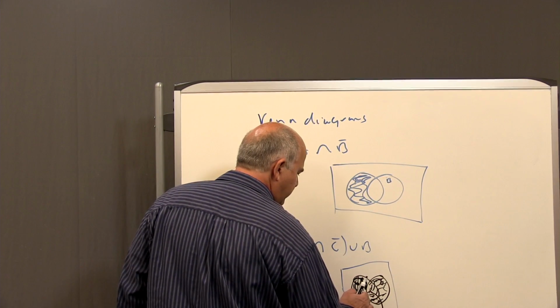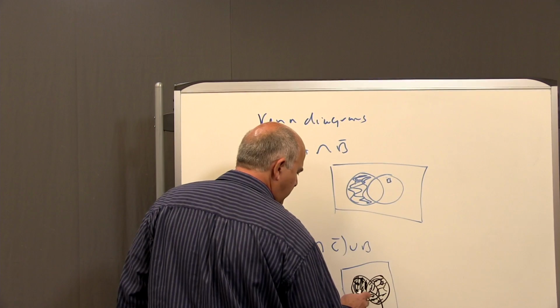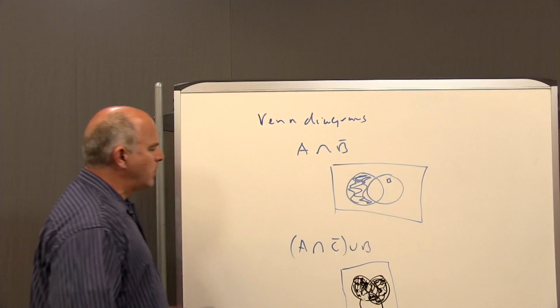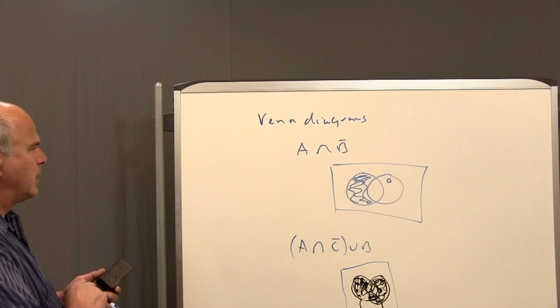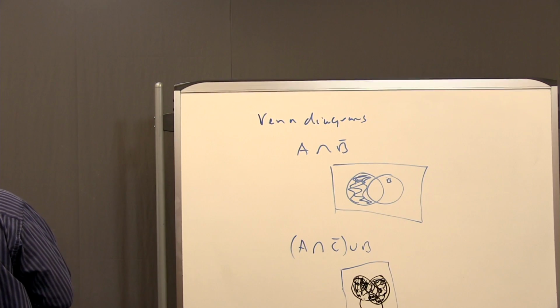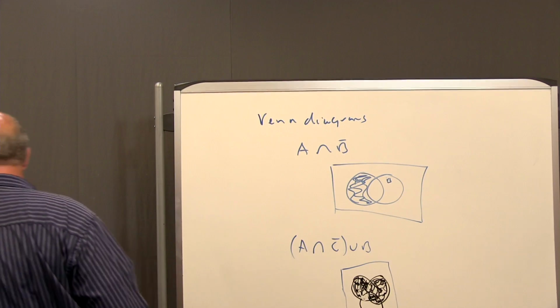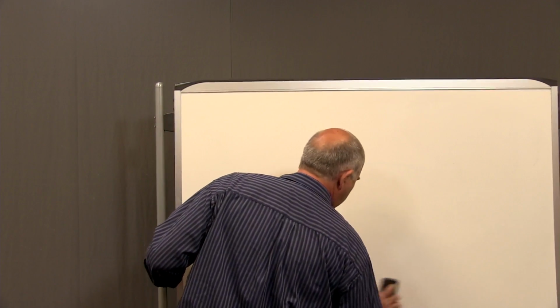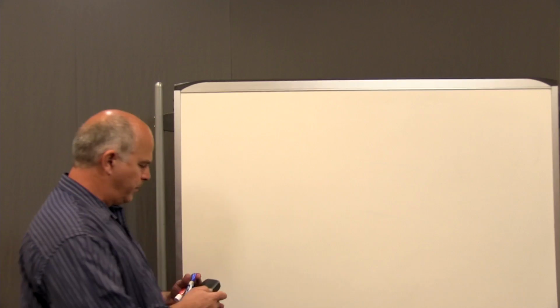Whoops, not that. Sorry, got a little carried away there. Okay. So you want to practice your Venn diagrams, certainly. Anything else from 7.1? No.